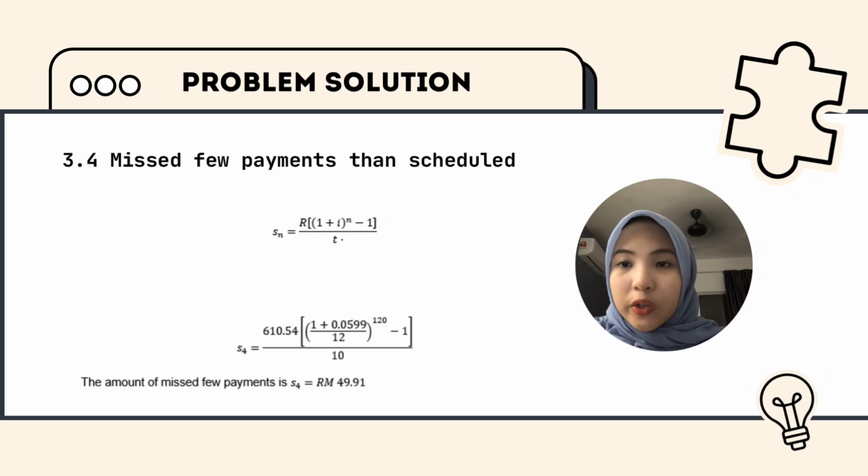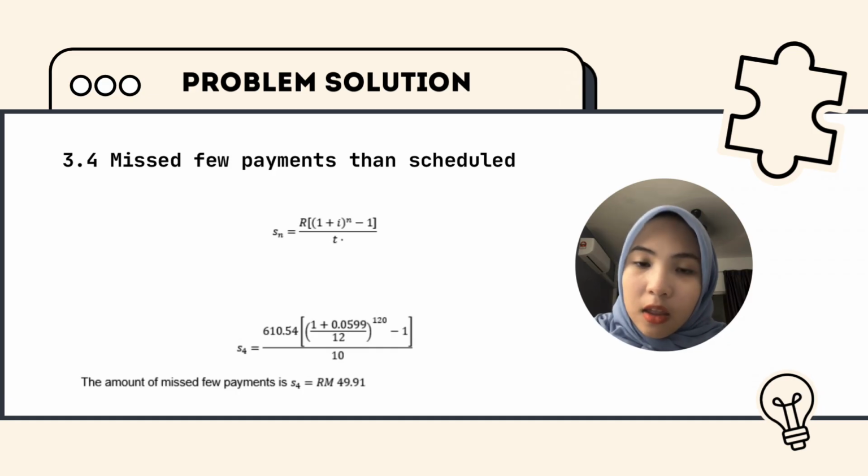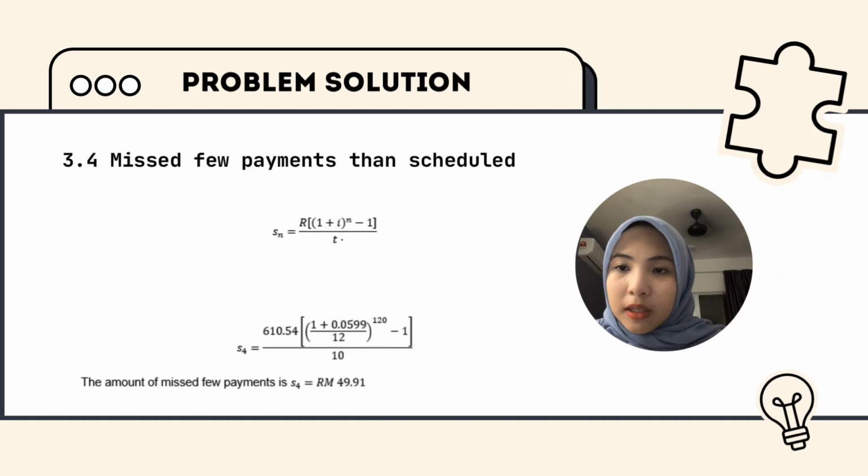The next question is the missed payments as scheduled. The formula for this question is Sn equal to R multiplied by 1 plus I to the power of n minus 1, divided by I. The solution for this question is S4 equal to 610.54 multiplied by 1 plus 0.0599 divided by 12, to the power of 120 minus 1, divided by 0.0599 divided by 12. So the amount of the missed payment is S4 equal to 49.91.